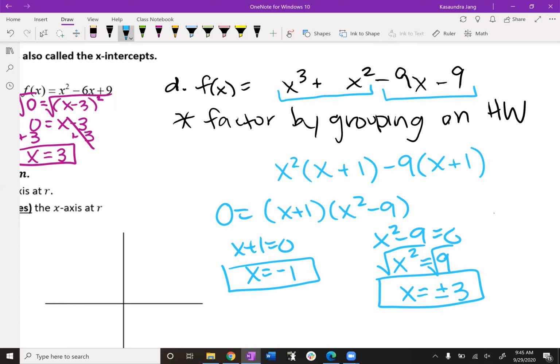Now, because I had degree 3, look at this, my highest exponent is 3, right? If for some reason I came up with more than 3 answers, like 4 or 5 different x values, I know something's off. That should be at most whatever the degree is. I should have at most, in this case, 3 x values. Okay, any questions?